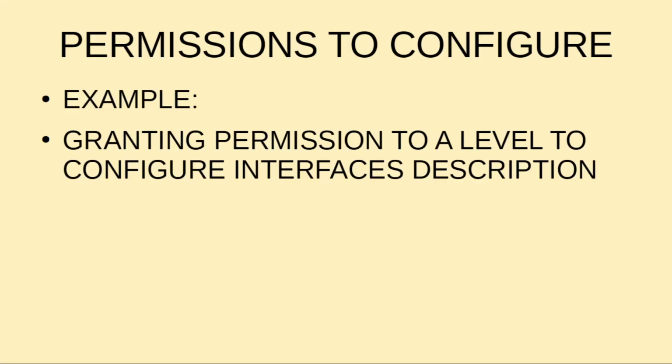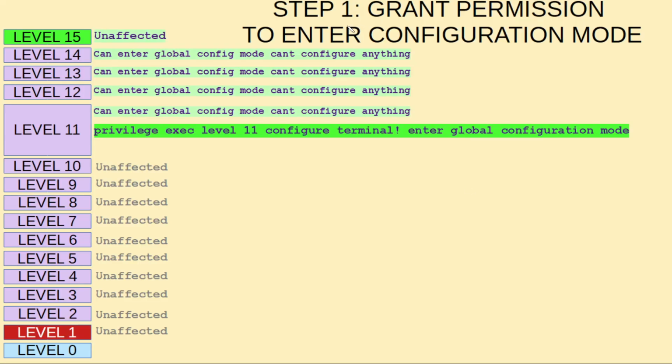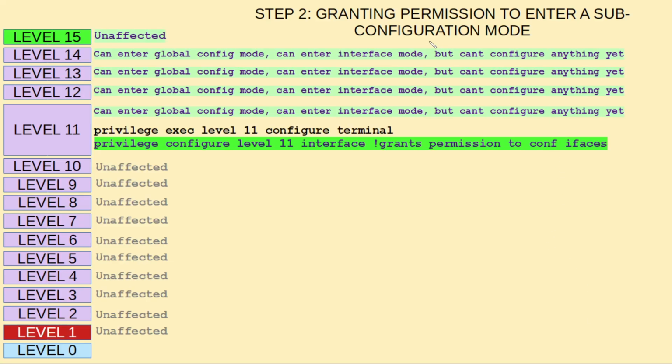In this example, we are going to grant permissions to configure interface description. First step, granting permissions to a level to enter configuration mode. So we are going to use the command that we already know, privilege exec, the level number, and then configure terminal. With this configuration, level 11 and above will be able to enter global configuration mode, but they cannot configure anything yet. Step number 2, granting permission to enter a particular subconfiguration mode. In this case, we are going to use the command privilege configure, not privilege exec. Privilege configure, level number, and the particular subconfiguration mode.